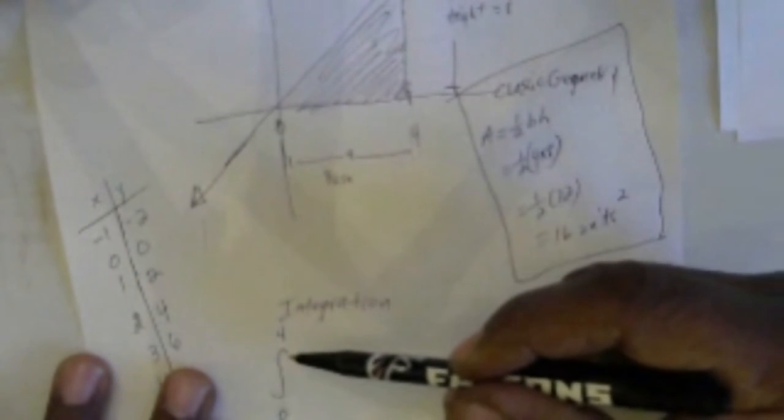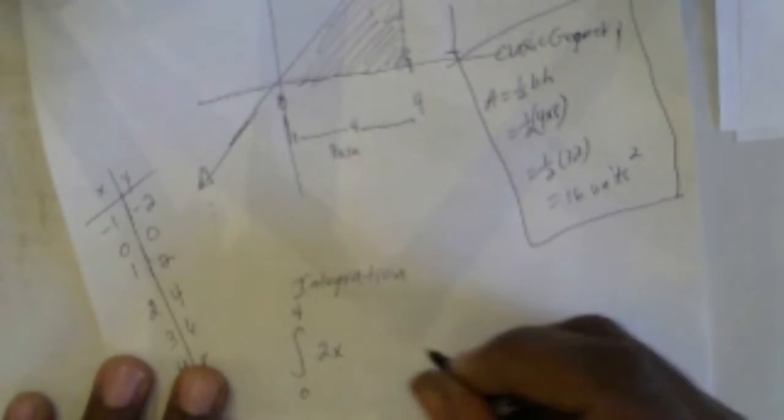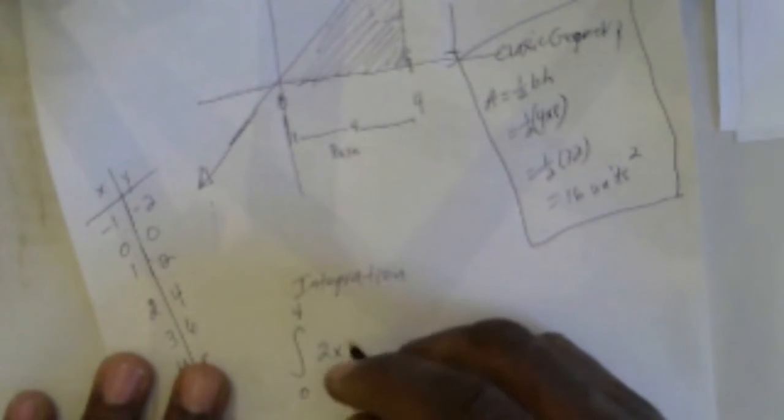I also need a function. Notice that we had an integral from a to b of f of x dx. So what's my function? My function here is 2x. Since I'm integrating on the x-axis, dx. This is the setup for my integral. Now how do I integrate it?